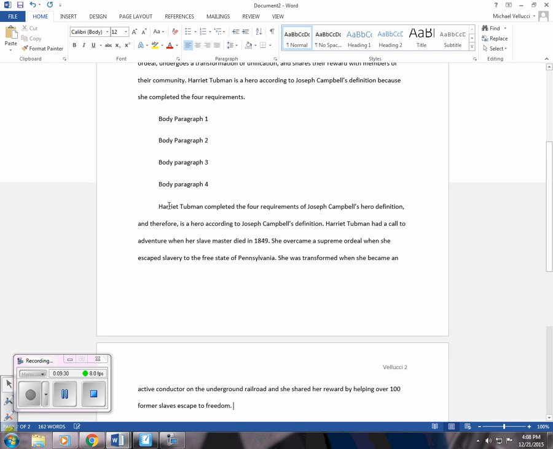Okay, so again, we start off by restating our thesis. That's saying our thesis statement in a different combination of words. When we restate our necessary information, we are going to include the evidence that we introduced in body paragraphs 1, 2, 3, and 4. So Harriet Tubman had a call to adventure when her slave master died in 1849. She overcame a supreme ordeal when she escaped slavery to the free state of Pennsylvania. She was transformed when she became an active conductor on the Underground Railroad, and she shared her reward by helping over 100 former slaves escape to freedom.